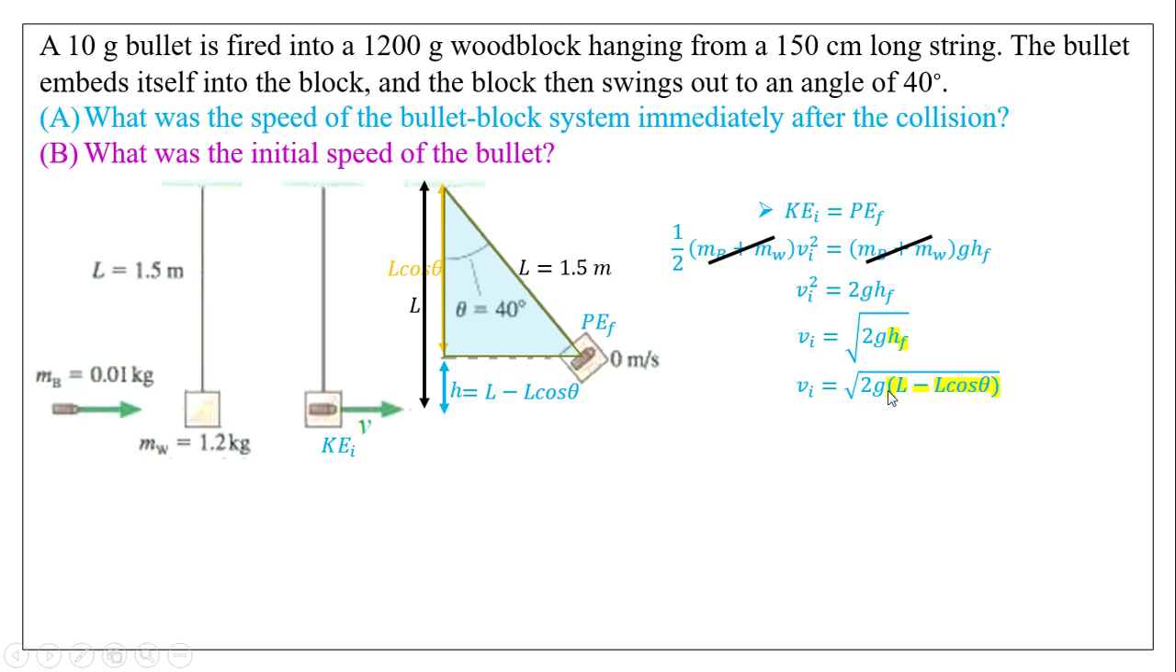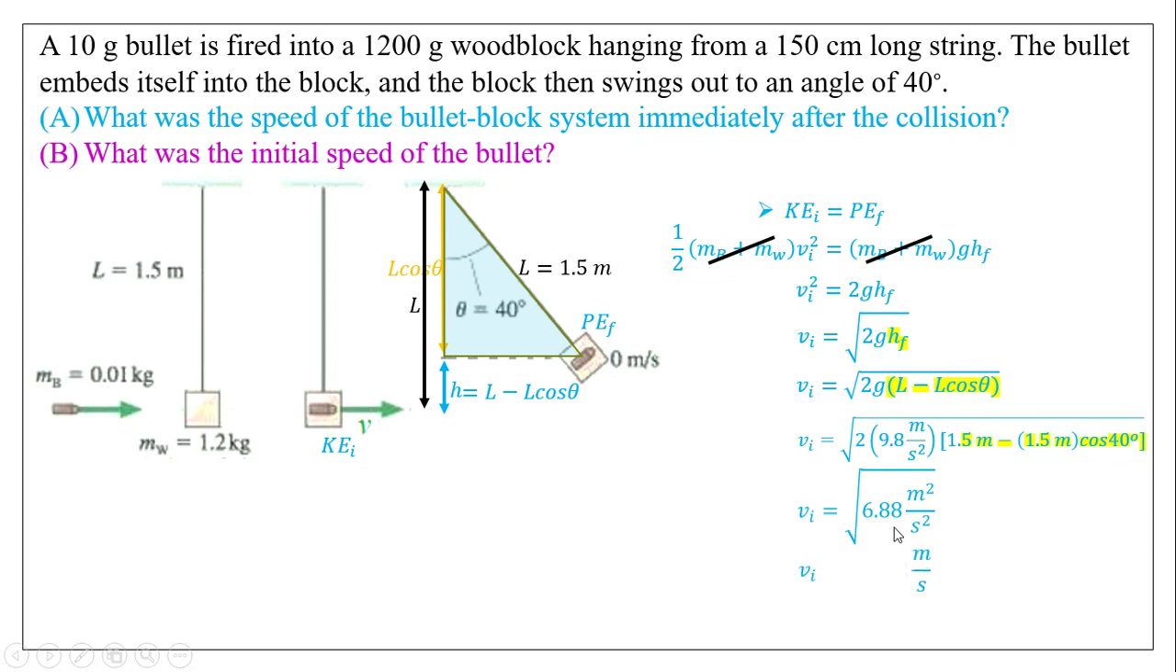Make sure you use parentheses so your calculator is not whack. I'm just going to plug values in. Here's the 2 that I carry down. G is positive 9, or in this case, just 9.8 because we're dealing with energy here. L is 1.5 meters, times cosine of 40. If you simplify this properly in your calculator, you get a value of 6.88.